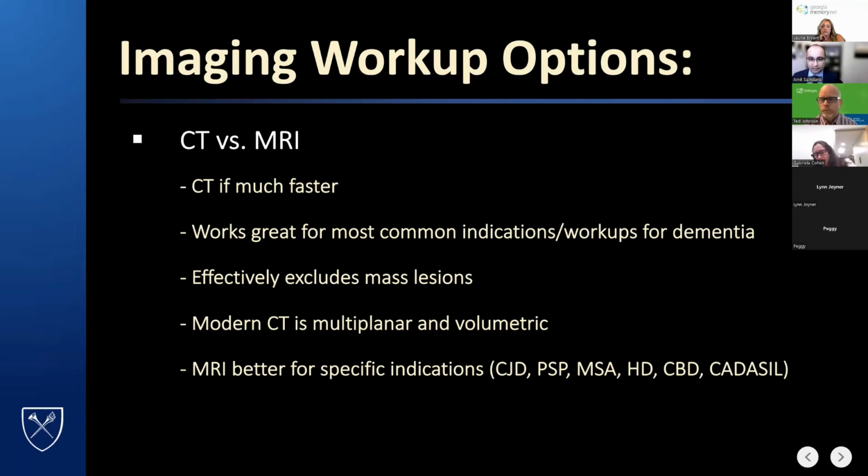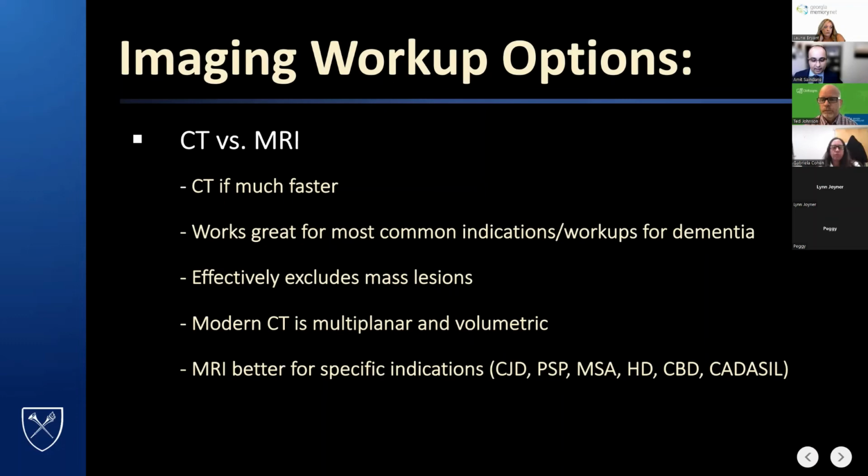That being said, what would I want my family member, my grandmother, to get? As you can see from the images that I've shown, the MRIs just show everything a little nicer. I think that's why there's generally a preference to doing MRI.